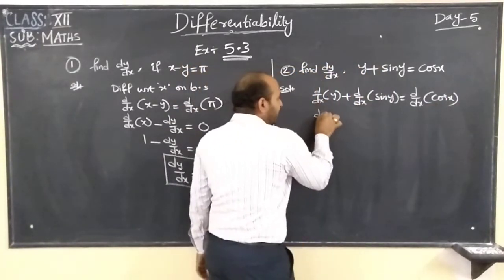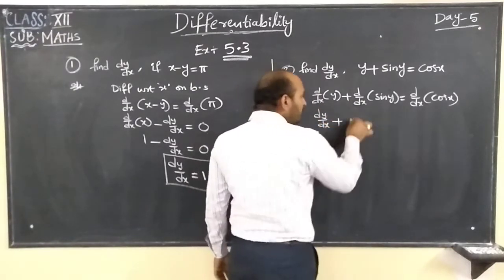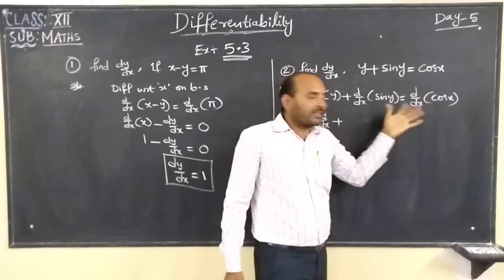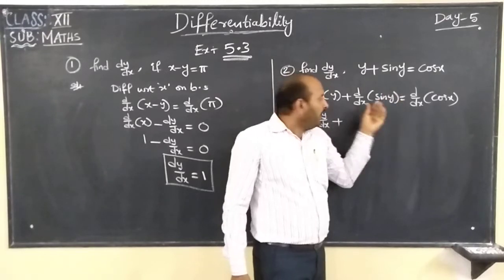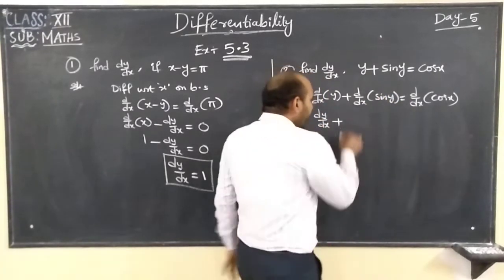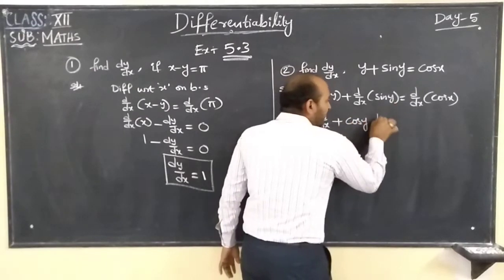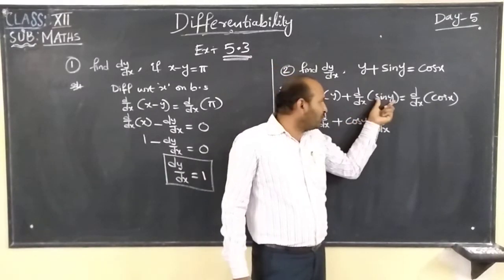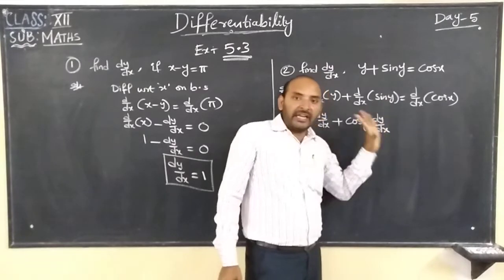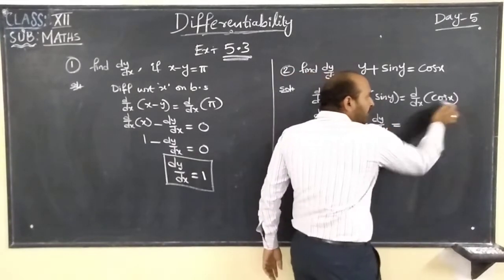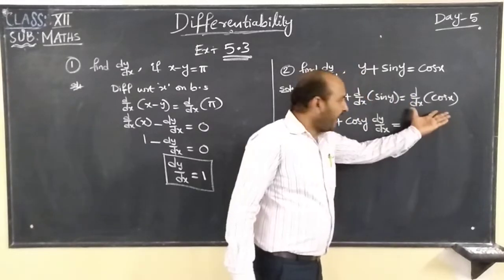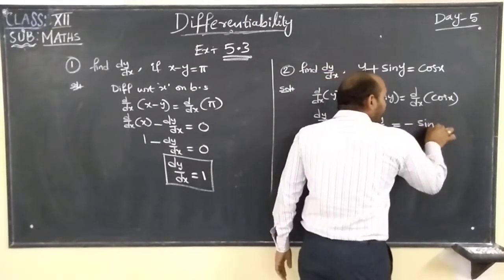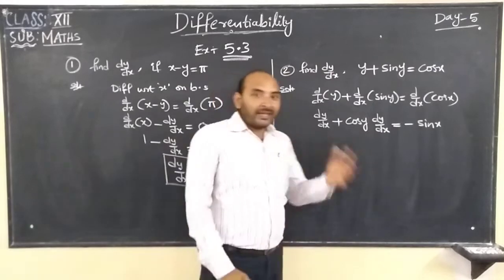So dy by dx stays as it is, dy by dx plus, with respect to x, here the variable is different. If it is only sin x, you can write cos x. But instead of x, what is given? y. The derivative of sin y is cos y, and then the inner function's derivative, dy by dx. So don't forget, when differentiating with respect to x, this should be cos y, and again the inner function dy by dx, which is equal to the derivative of cos x, because both variables are the same. It is a direct formula. According to the basic formula, the derivative of cos x is minus sin x.